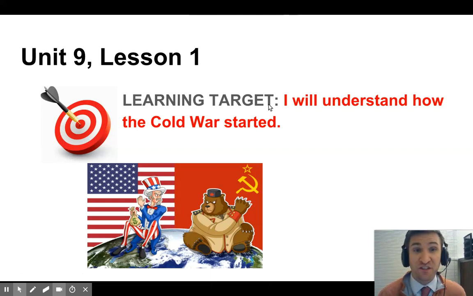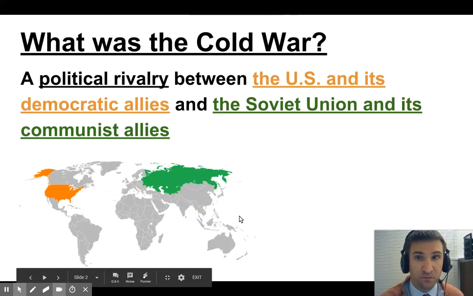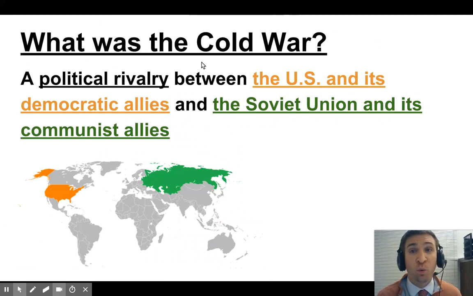Learning target, please write this down. I will understand how the Cold War started. And the beginning of the Cold War has to do with these two countries. What was the Cold War? It was a political rivalry between the US and its democratic allies and the Soviet Union and its communist allies. US, Soviet Union.